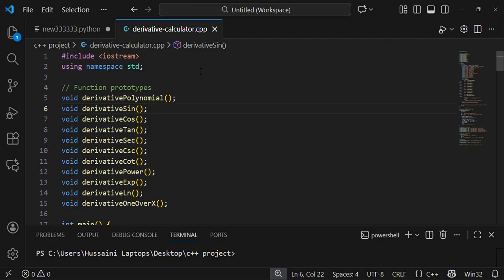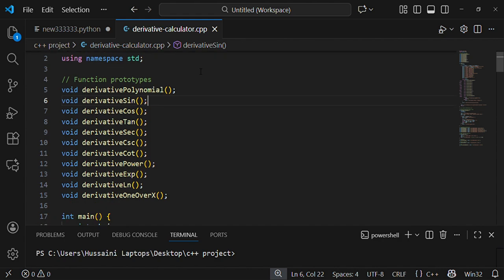So first I will call the functions, which I explained: I use derivative polynomial function, derivative sine function, derivative cos function, derivative tan function, derivative secant function, derivative cosecant function, derivative cot function, and derivative power, which is simply the power rule, where x has a power of a natural number, derivative of exponent, derivative of ln means logarithm, and derivative of 1 over x means 1 by x.